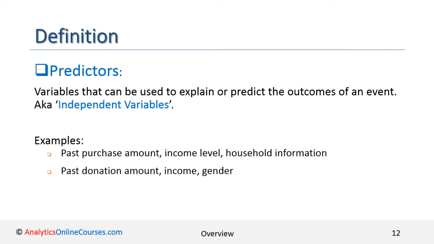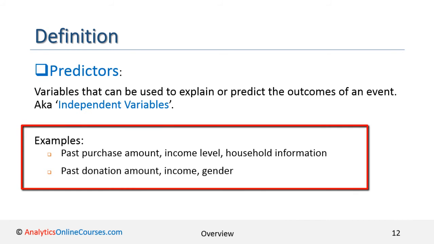Predictors are variables that can be used to explain or predict a dependent variable. Predictors are also known as independent variables. Here are two examples of predictors that we could use for the above two examples of continuous dependent variable. To predict the total purchase amount in a shopping trip, we can use the following predictors: past purchase amount, income level, household information, etc. To predict the donation amount to a non-profit organization, we can use the donor's past donation amount, income, gender, etc.